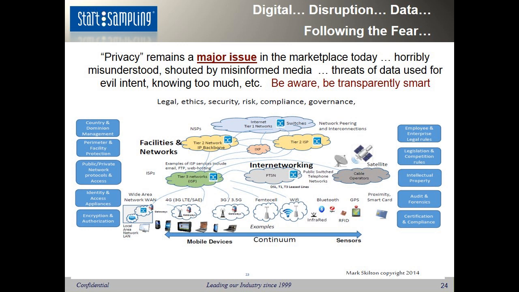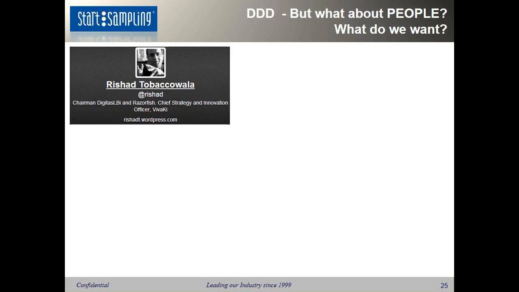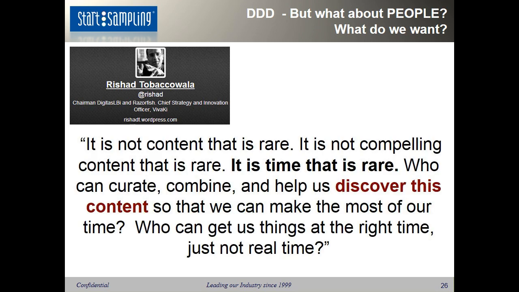And why am I ranting and raving about the data and all this stuff is because it's really all about, in this new world, what do people want? Right? That was the consumer desire piece of this. What do people want? Rashad wrote a quote, I don't even remember if he remembers writing it, probably 6 years ago or so at this point, which I love and I think is still very, very true. It's not content that's rare. It's even not compelling content that's rare. It's time that is rare.